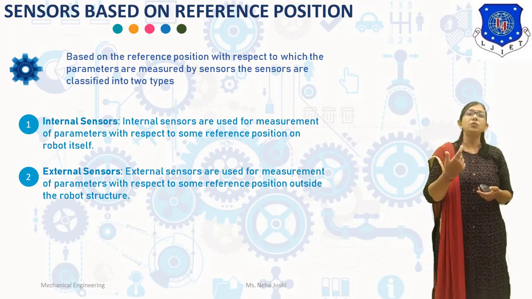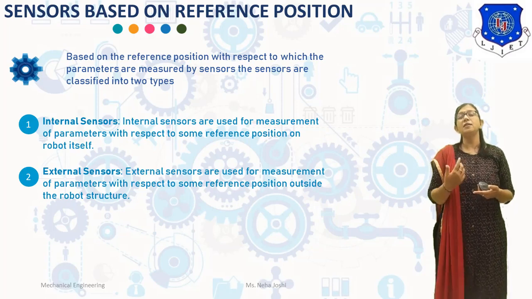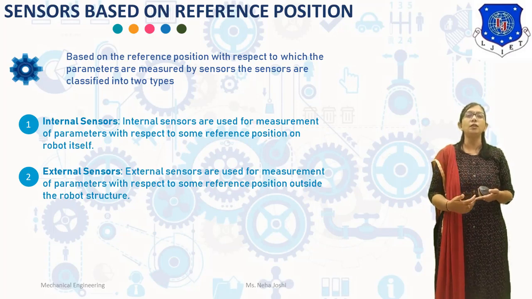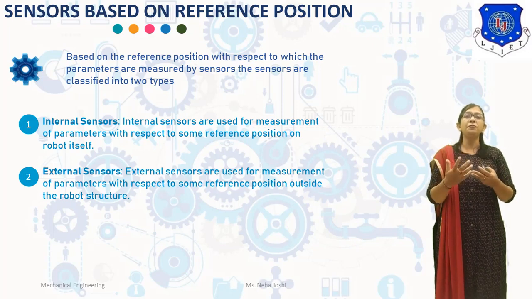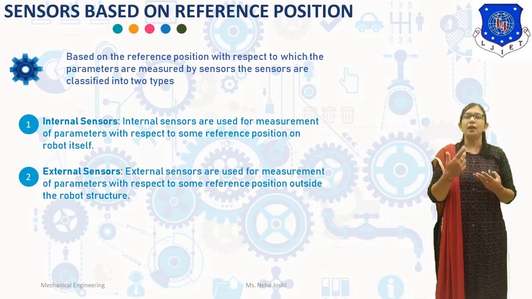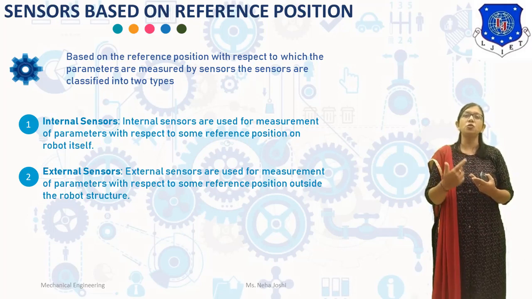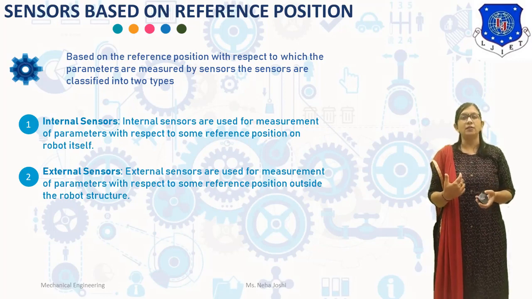Next one is external sensors. External sensors are used for the measurement of parameters with respect to some reference position outside the robot structure. So this is about the different kinds of sensors which are used in robotics, that are tactile sensors, contact type sensors, non-contact type sensors, internal sensors and external sensors.